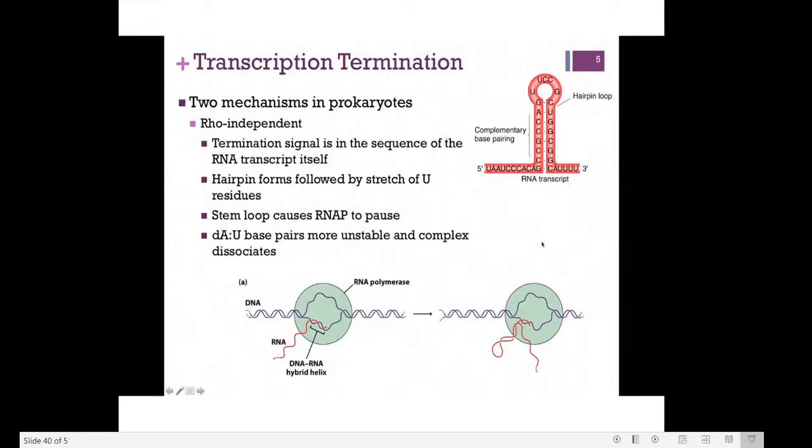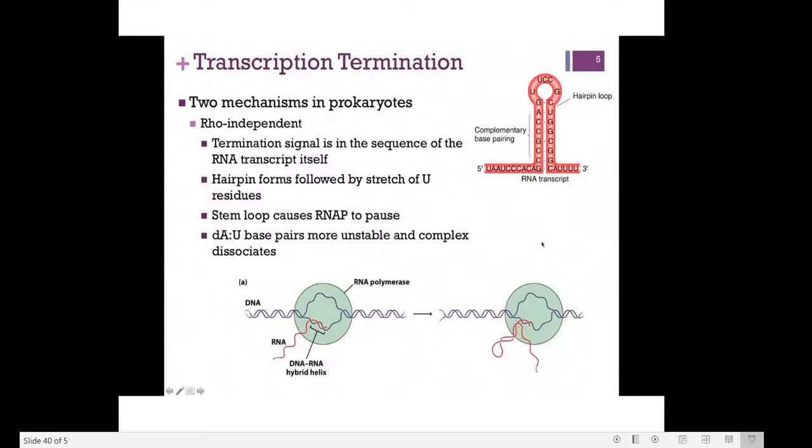For transcription termination, there are 2 mechanisms. One is the rho-dependent mechanism. In this mechanism a hairpin loop is formed, followed by a stretch of U residues. Otherwise there is no interaction. If there are U's in the strand, there is a loop, a hairpin loop formation, otherwise there is a straight line.